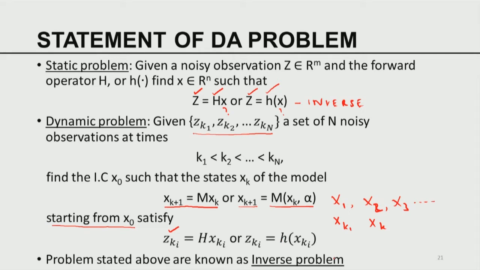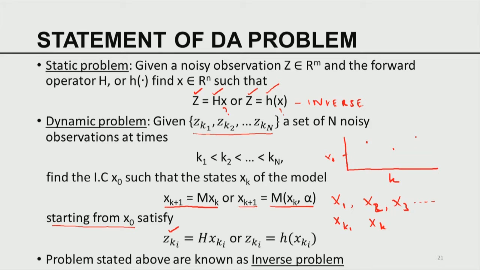Why is this the inverse problem? Look at this now. I have a time k, this is the initial state. I have observations at time k1, observations at time k2, observations at time k3, let us assume n is 3. Observations are noisy.